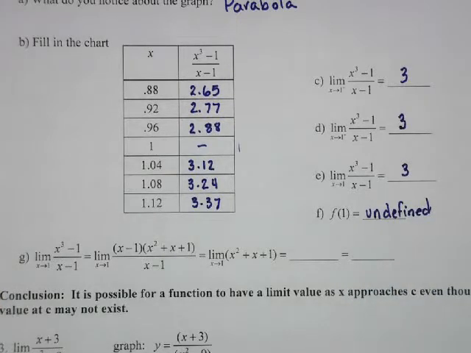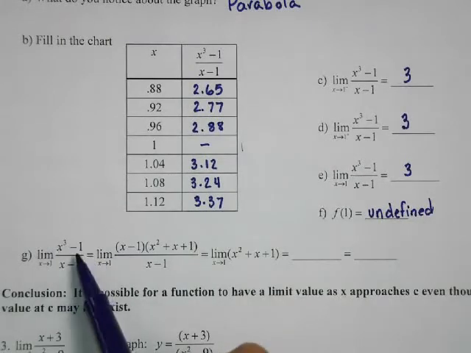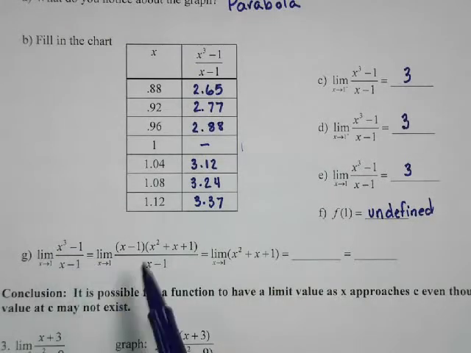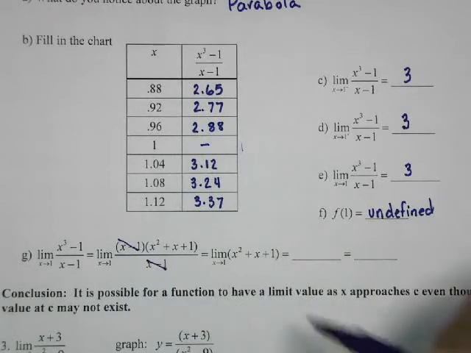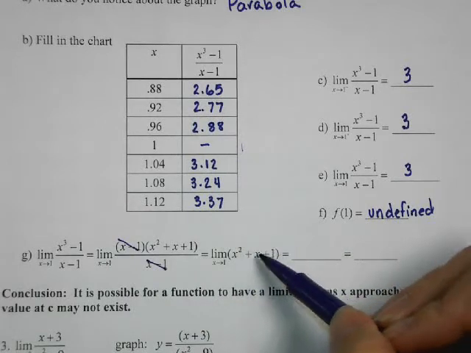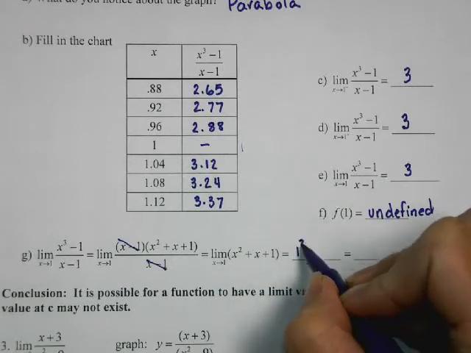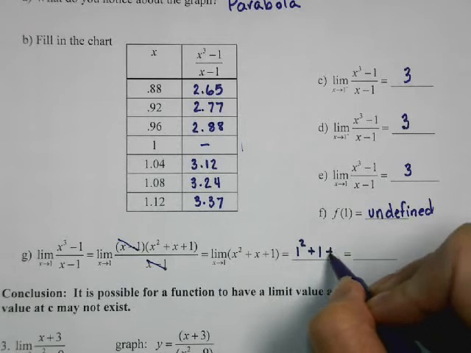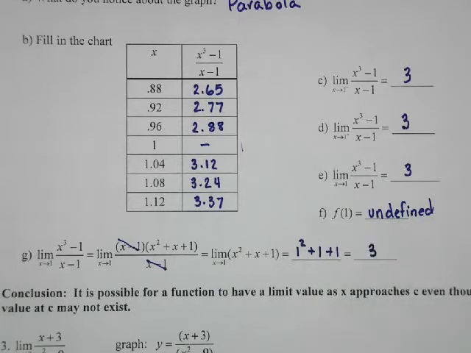So let's look at the algebra that would lead us to this same conclusion. If you factor x cubed minus 1, which is the difference of two perfect cubes, it factors out like this. So then the x minus 1s cancel, which leaves you with x squared plus x plus 1, which we can certainly evaluate that limit. So we're going to plug in 1. So this is going to be 1 squared plus 1 plus 1, which is 3.